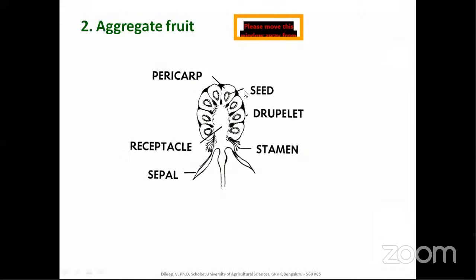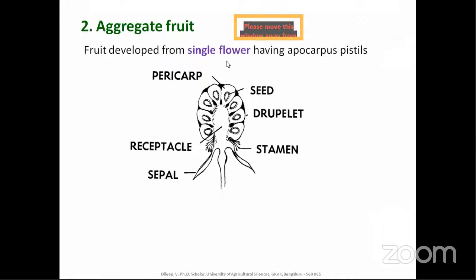And coming to the other type of fruit, that is aggregate fruit. The aggregate fruit is developed from a single flower. We all know simple fruit and aggregate fruit come from a single flower. Only the fruit developed from different flowers is multiple fruit. So it is developed from a single flower having an apocarpous pistil. The flower is one, the pistils are apocarpous. In simple fruit, it is a syncarpous pistil. Here each individual thing is actually a real fruit, but they are aggregated.